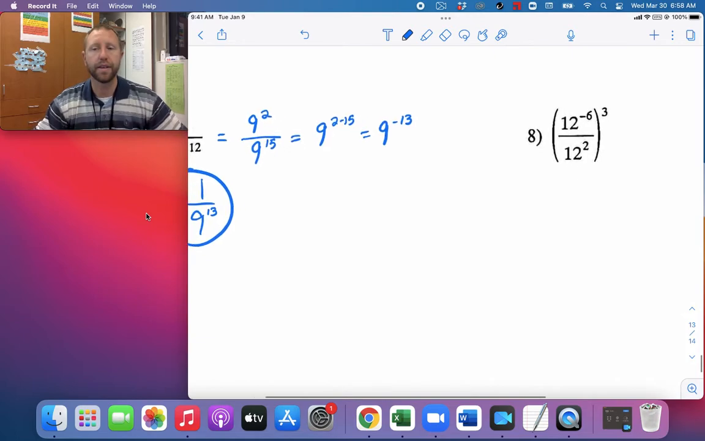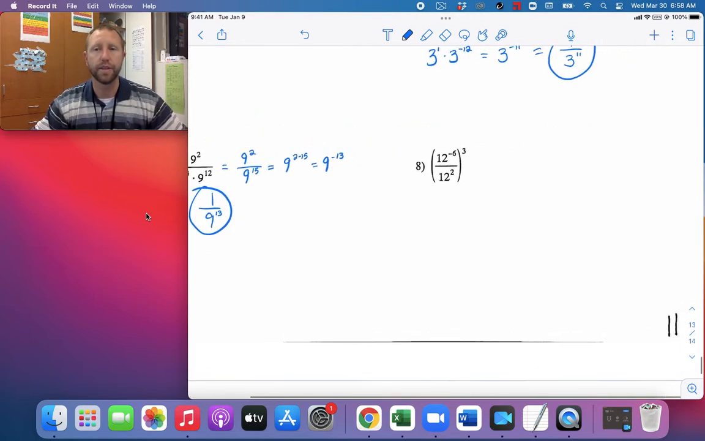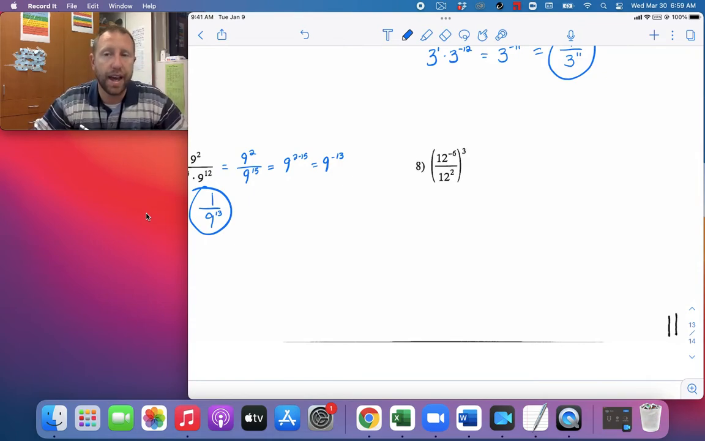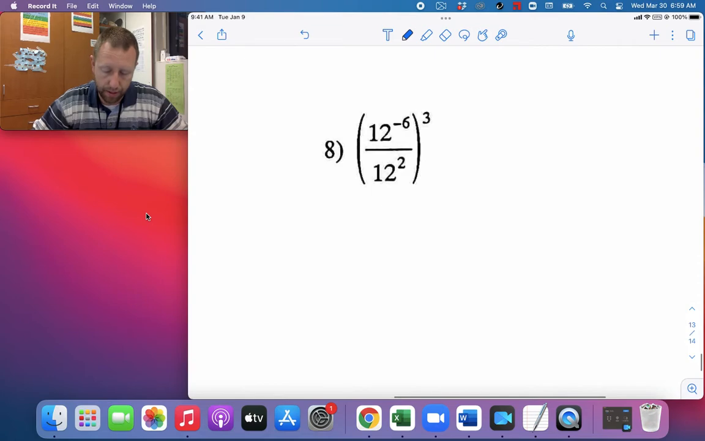For number 8, a couple things going on here as well. A couple different ways you can go about this. So we could do the quotient rule first, do what's inside the parentheses, simplify that division, and then apply the power to a power rule. Or I could distribute this exponent to both the exponents inside the parentheses. Either way, we'll get the same answer. Okay, since I've already drawn the arrows, I'll just go ahead and distribute.